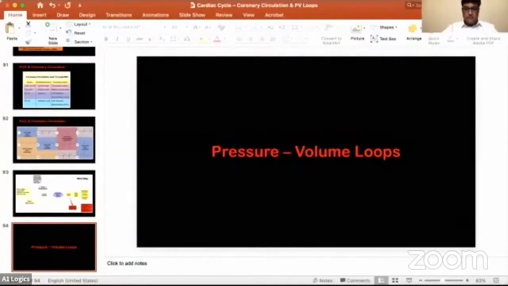So this, I think, finishes the coronary circulation. We will go to the pressure volume loops. In this, I will share my screen in a minute. Yeah, I have shared my iPad screen for the pressure volume loops. So we will be discussing the pressure volume loop, right?